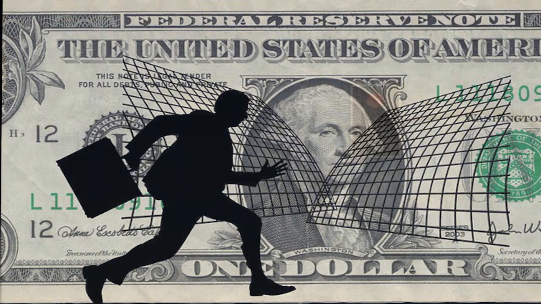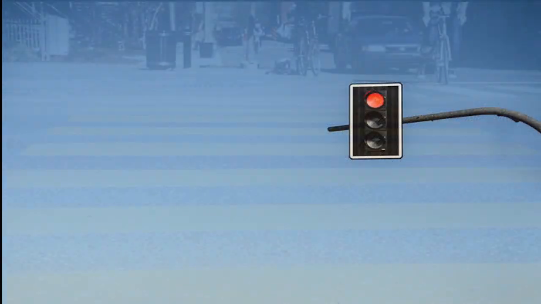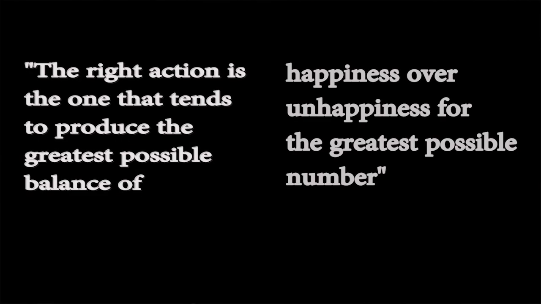So whenever I have an ethical decision to make of any sort whatsoever, whether or not to cheat on my taxes, whether or not to stop at a stoplight, whether or not to help a little old lady across the street, what I ought to do is think about the happiness or unhappiness that action is likely to produce, and then choose a solution that makes the most people happy. Right? So the right action is the one that tends to produce the greatest possible balance of happiness over unhappiness for the greatest possible number, and apply that on a case-by-case basis.